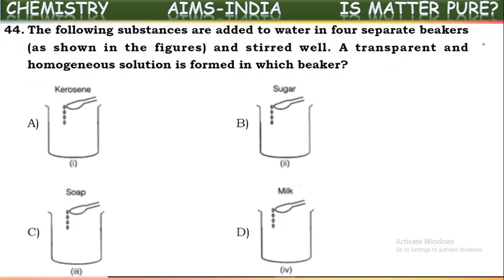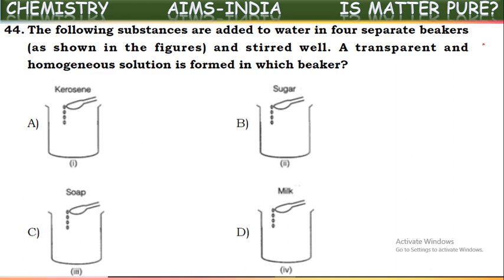The following substances are added to water in 4 separate beakers and stirred well. A transparent and homogeneous solution is formed in which beaker? Say they have taken water in 4 different beakers. They are labeled 1, 2, 3, 4. Now into these beakers they are adding a spoonful of different substances. In the first one, kerosene is added. In the second one, sugar is added. In the third one, soap is added. In the fourth one, milk is added. Now they're asking which of these will form a transparent homogeneous solution.